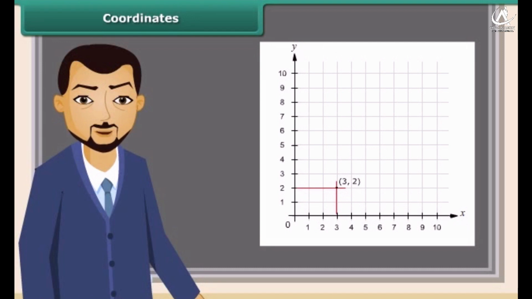In a graph sheet, we draw x and y axes conveniently and then fix the required point. 3 is called the x coordinate of the point. 2 is the y coordinate of the point. We say that the coordinates of the point are (3, 2). Always the first number indicates the x coordinate and the second number indicates the y coordinate.